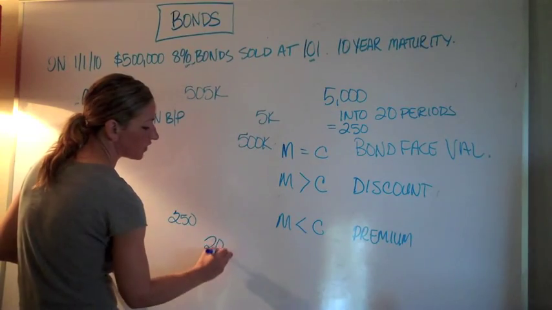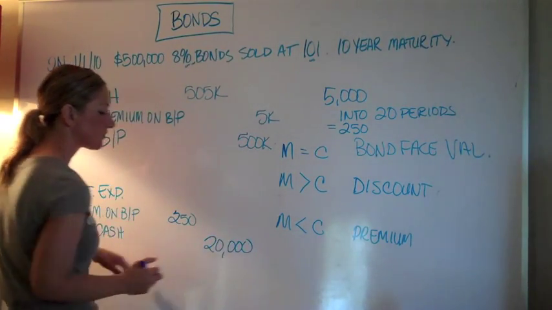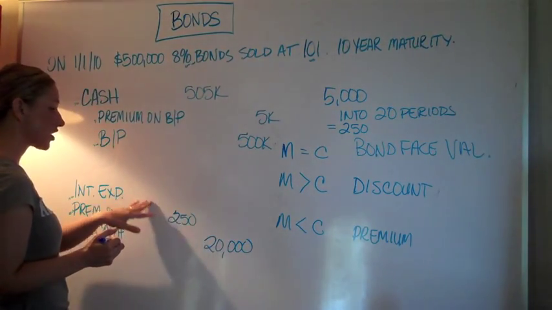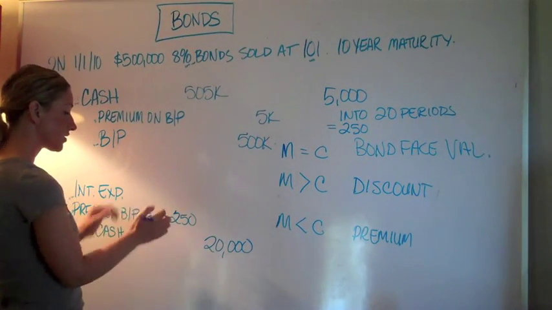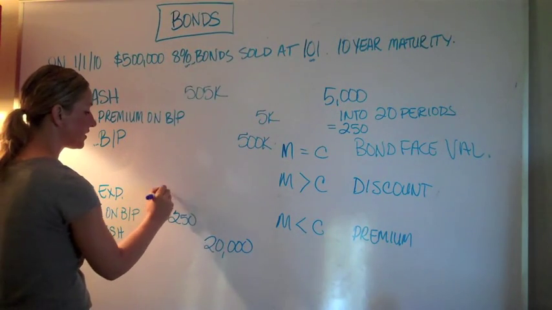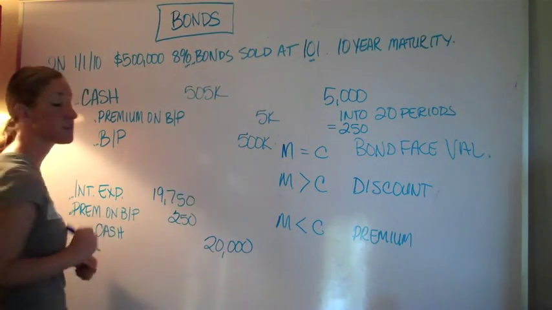That's going to be my credit because I'm paying this out to the investors. And then our interest expense is simply going to be a plug figure. Our credit minus our debit is going to give us $19,750.